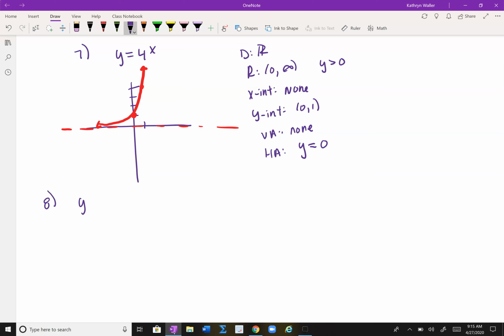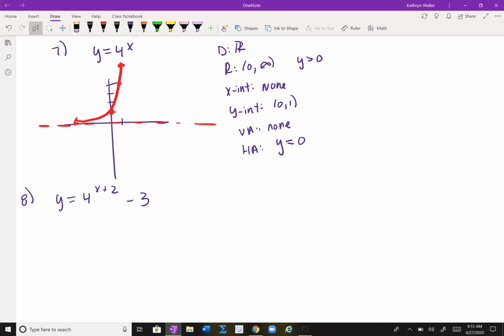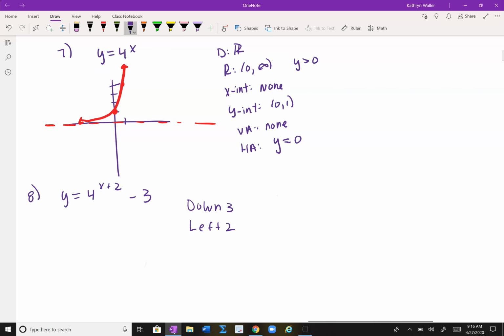So question 8 is y equals 4 to the x plus 2 minus 3. Okay, so the first thing you have to do is you always have to graph the parent, which we actually have on question 7. And then once you have your parent, you do the adjustments. If there's a reflection, meaning a negative right here or a negative right there, you have to do those first, but there are no reflections. So the negative 3 tells you to take your graph and shift it down 3. The plus 2 tells you to go left 2, okay?